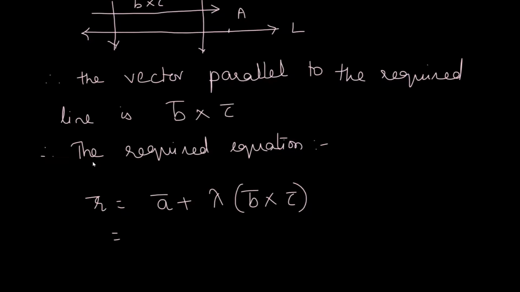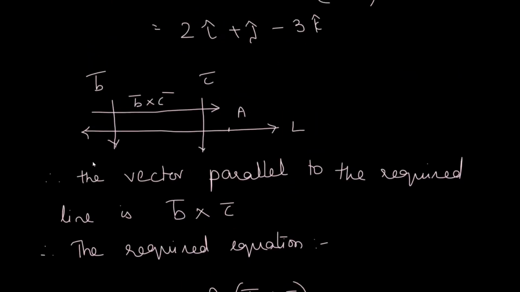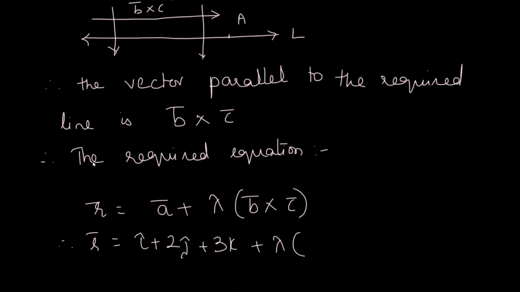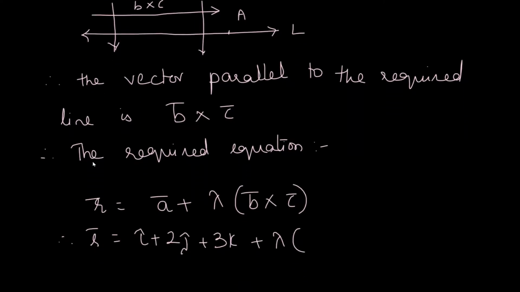So the value of a from the question is i plus 2j plus 3k. So r is equal to i plus 2j plus 3k plus lambda into b cross c. Now b cross c, we got the answer over here as 2i plus j minus 3k. So this is the required equation of the line, and this is our answer as well.